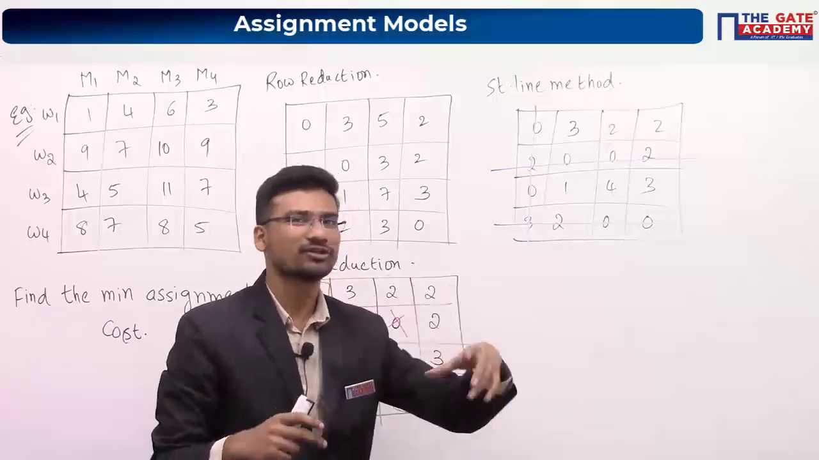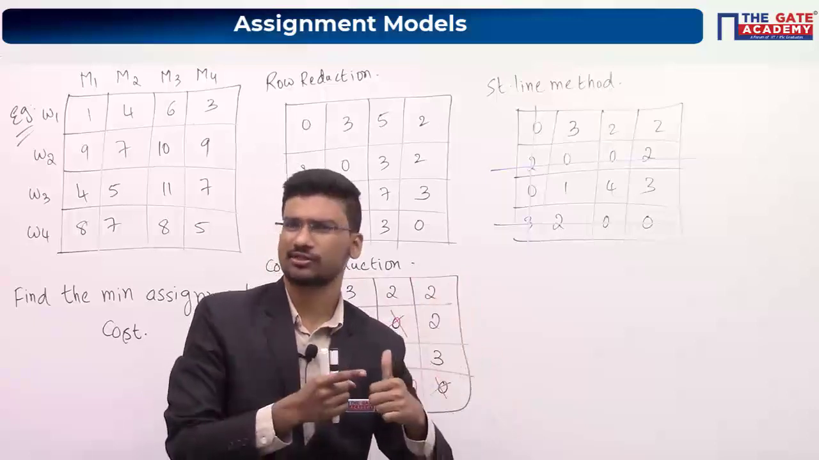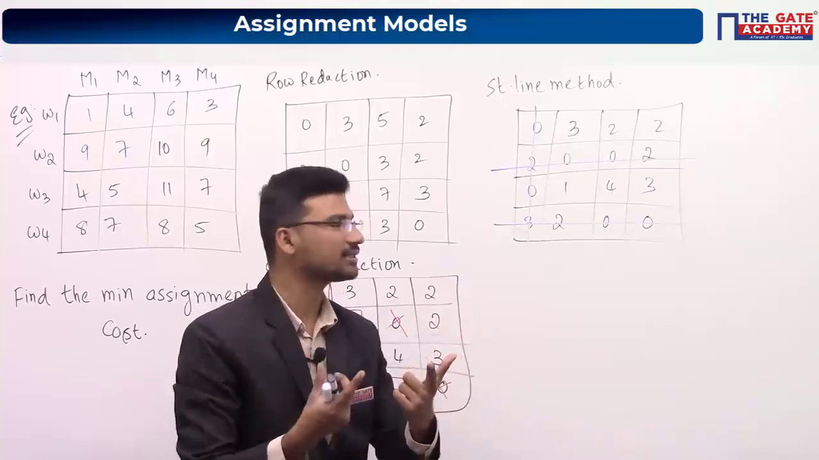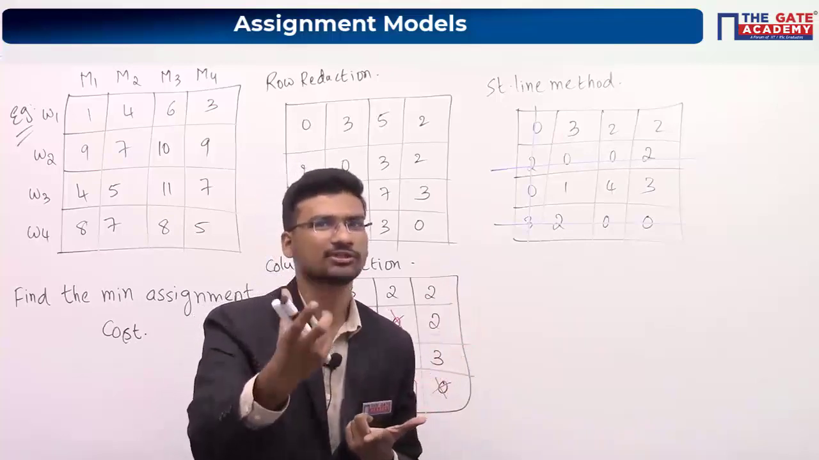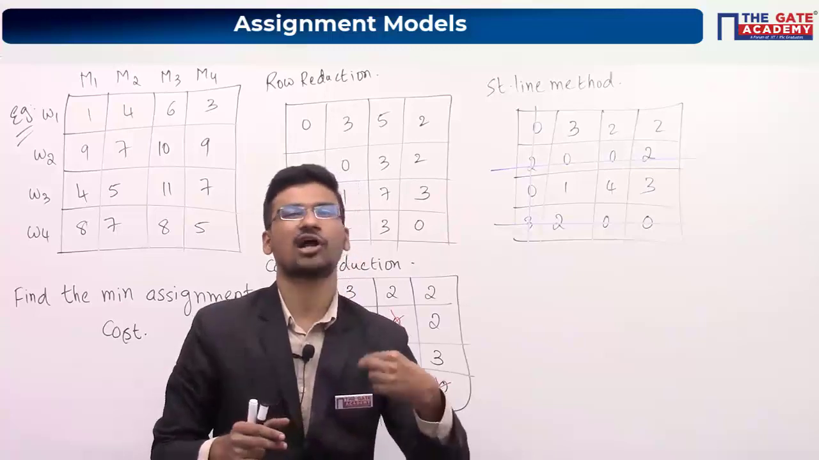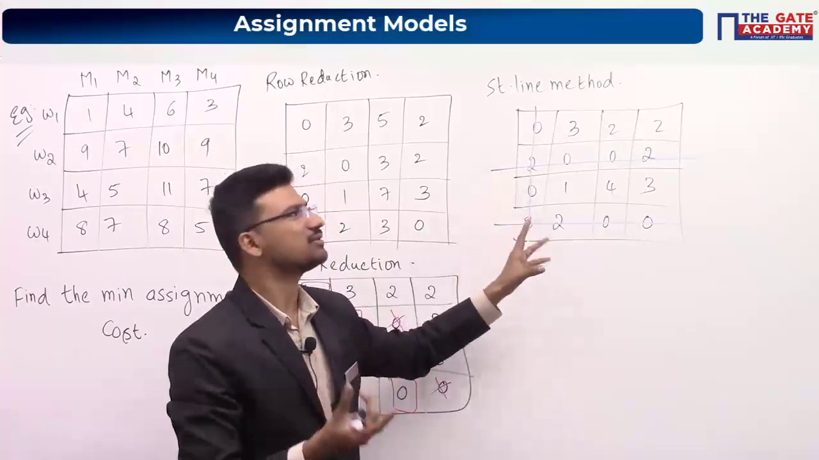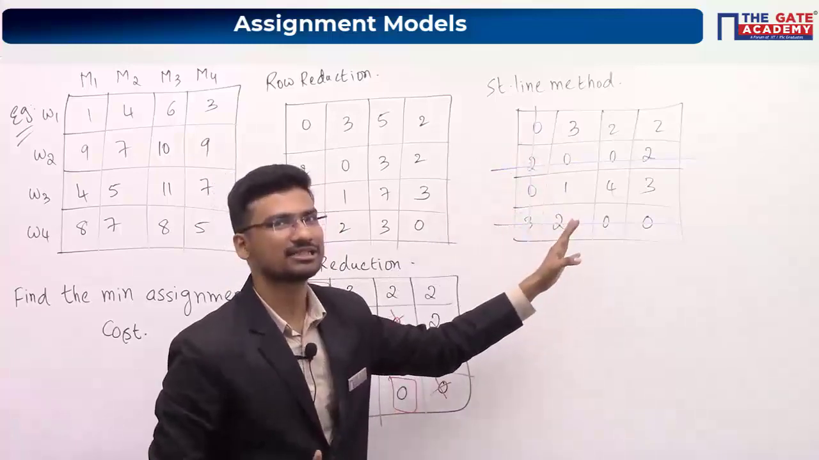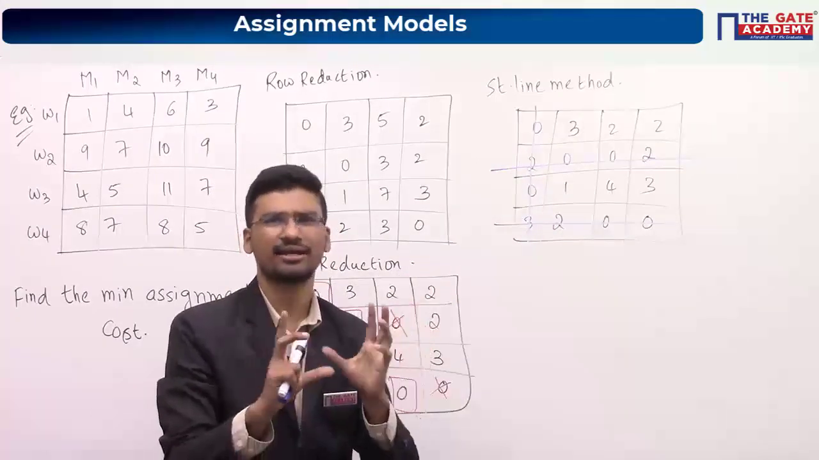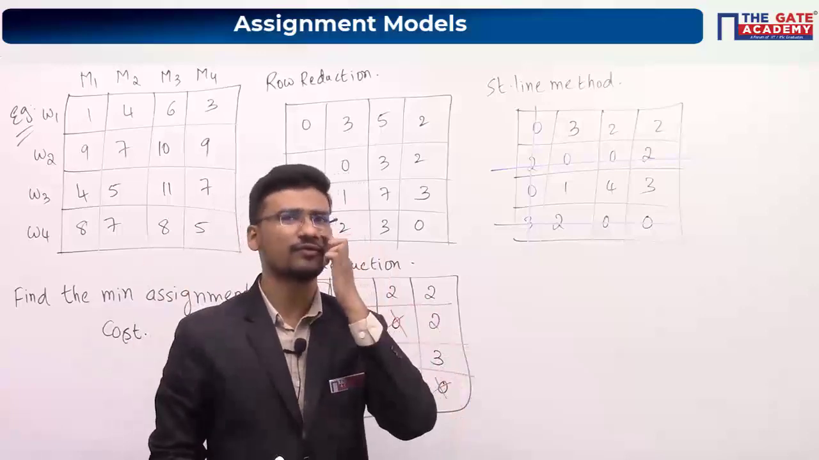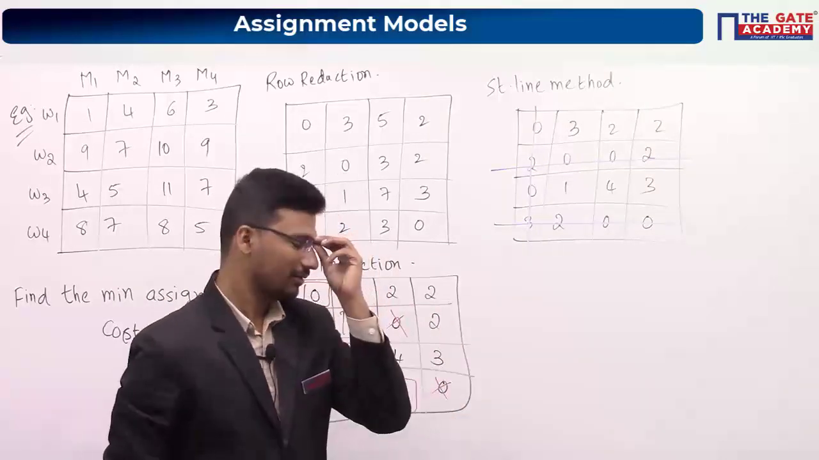First you have to think, can I cover all the zeros using a single straight line? If not possible, second you have to think, can I cover all the zeros with 2 straight lines? If it is not possible, you have to come to 3 straight lines. You have to check the combinations, trial and error. If it is not possible with 3 straight lines, then you can go with 4 straight lines.